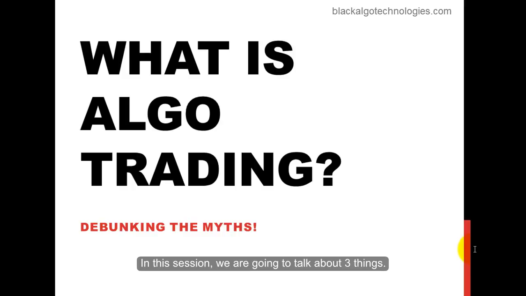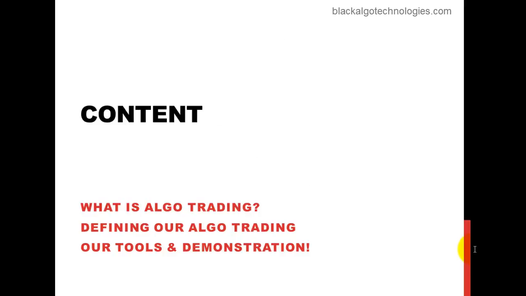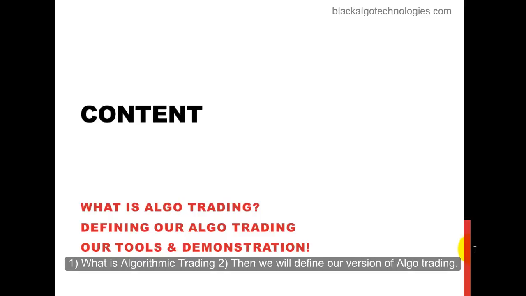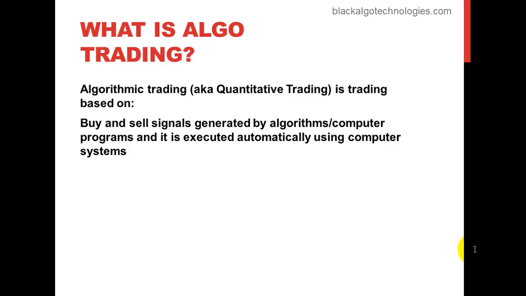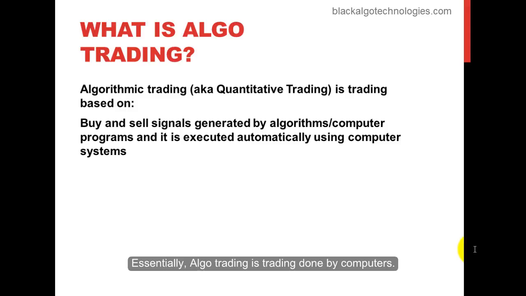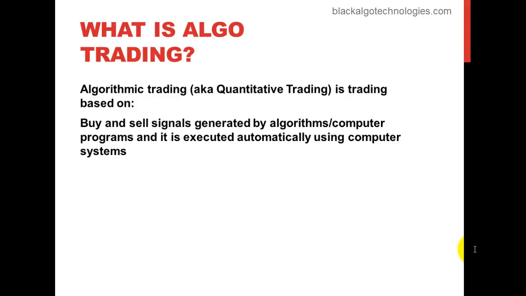In this session, we're going to talk about three things. What is algorithmic trading? Then we will define our version of algorithmic trading. Then we're going to talk about our tools and do a little bit of a demonstration at the end to show you what this course can offer. Essentially, algorithmic trading is trading done by the computers.